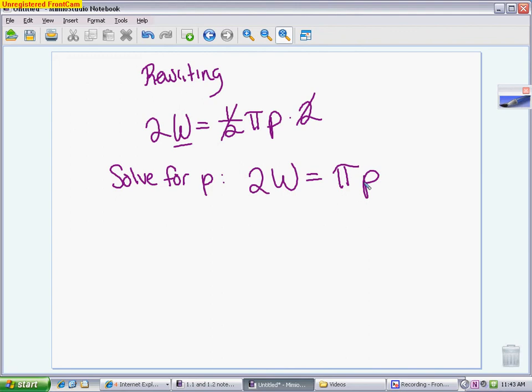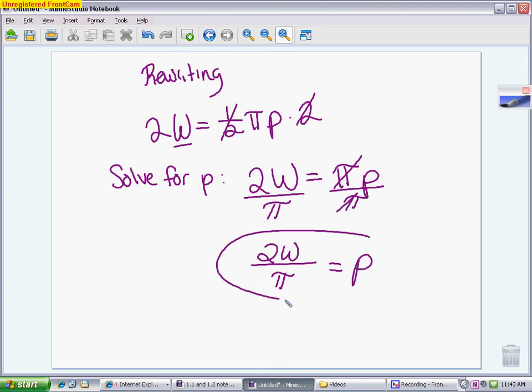Now I need to get rid of the pi. It's currently being multiplied, so the opposite would be to divide it. So I'm going to divide both sides by pi. So we get 2w divided by pi equals, the pi's cancel, p, and you are done. You have isolated p. You have solved the equation for p.